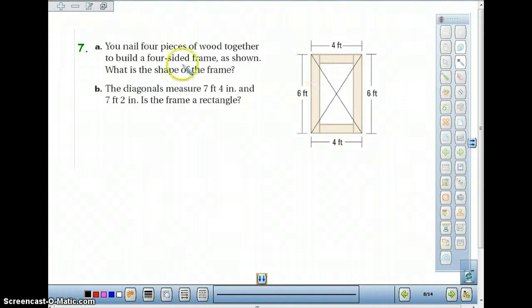Okay, if I have this four-sided figure, when I nailed these things together, it doesn't tell me anything about the angles yet. It just tells me that opposite sides are congruent. Therefore, the only thing that I can say is that this is a parallelogram. Okay. If my diagonals are 7.4 and 7.2, it's asking, is it a rectangle? Well, we know that in a rectangle, the diagonals have to be congruent. Since these have different measures, it has to be a no.